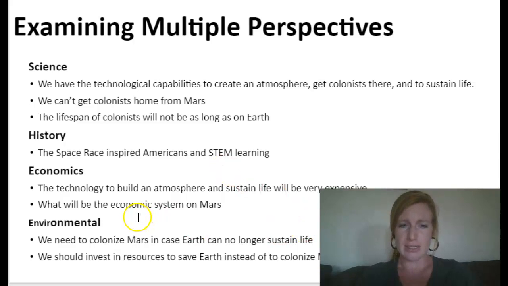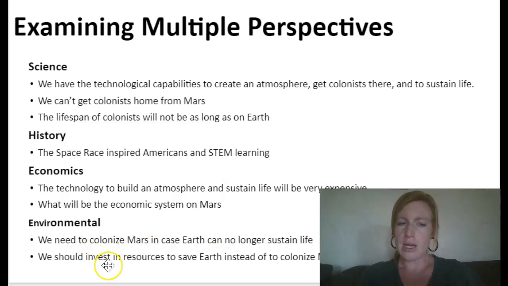For our economic lens, the technology to build an atmosphere and sustain life will be very expensive, and that's something to consider. Do we have the funding right now to actually send Americans to Mars to live there? And then we also need to consider, once there, what will be the economic system on Mars? Is it going to be the same thing as what's in the United States?